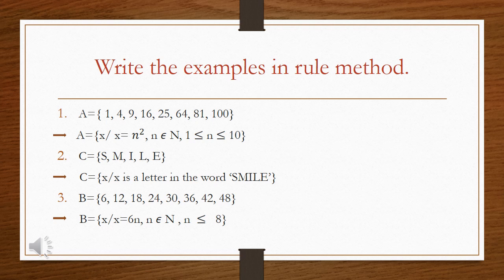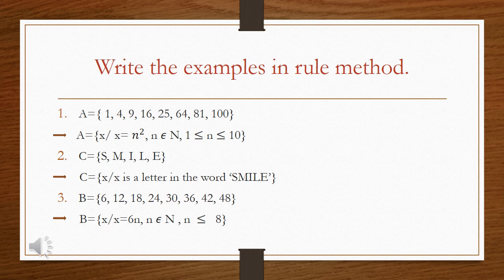Now take the second example, the set C: S, M, I, L, E. That means it is a set of all these letters. Now we know that these are letters from the word smile. So here we can write this set in the rule method as C equal to, in curly brackets, x such that x is a letter in the word smile.